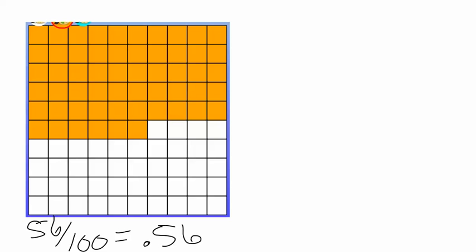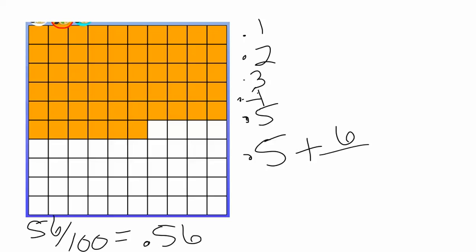You'll notice we have multiple rows that are shaded in. Each of those rows is 1/10 or 0.1. So that would be 0.1, 0.2, 0.3, 0.4, and 0.5. So I know that I have at least 0.5, and I have some more. So I have 0.5 plus another 6 because there are 6 elsewhere. So that again gives me 0.56.